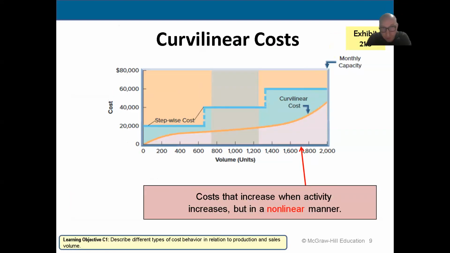And some cost systems might use what they call curvilinear costs. Basically, it's nonlinear, right? Curvilinear. Costs increase when activity increases, but in a nonlinear fashion. Curvilinear. Kind of, we call this cost smoothing.